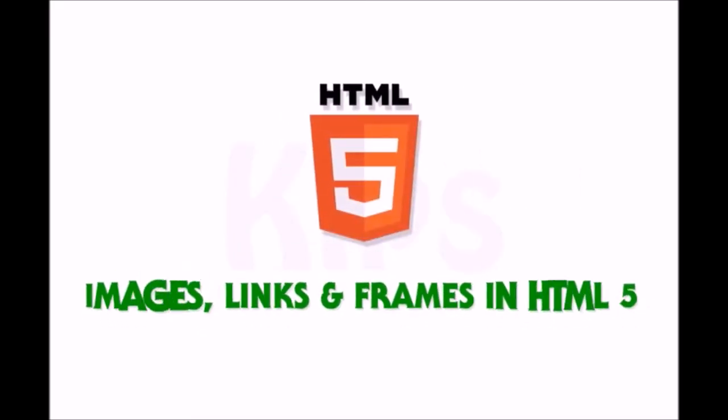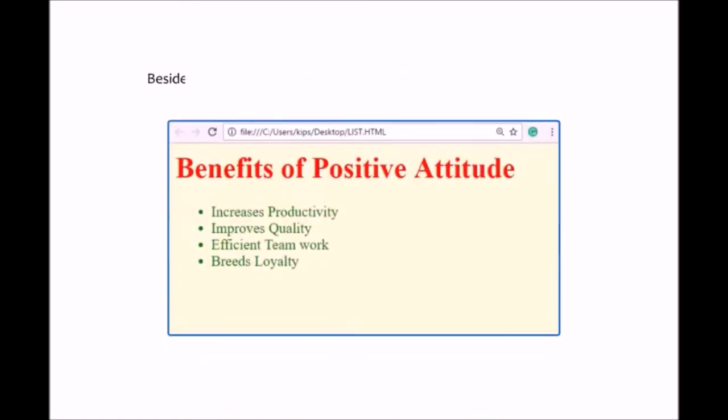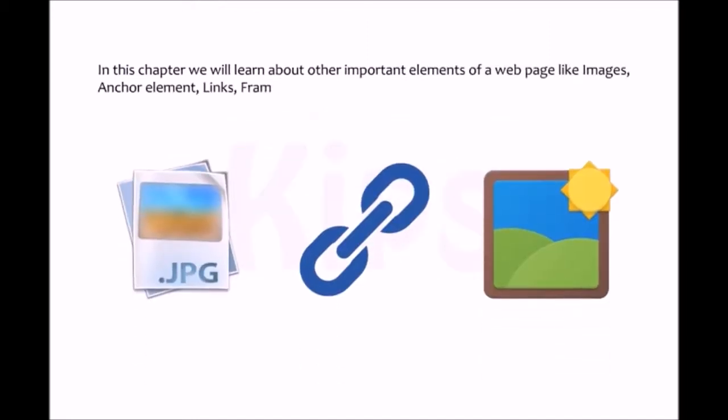Students, today we will learn about using images, links and frames in HTML5. In the previous chapter you learned about various types of lists and their properties. Besides that, we also discussed how to present data in a tabular format. In this chapter we will learn about other important elements of a web page like images, anchor elements, links, frames, etc. Okay, first let us start with inserting images.